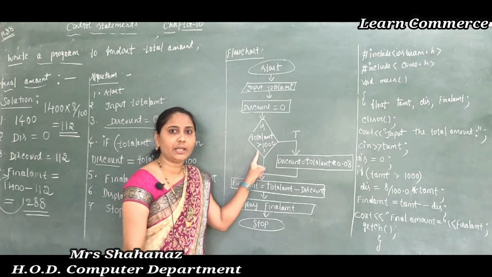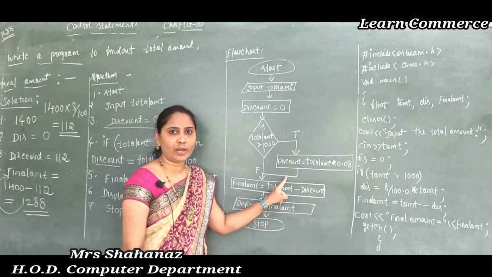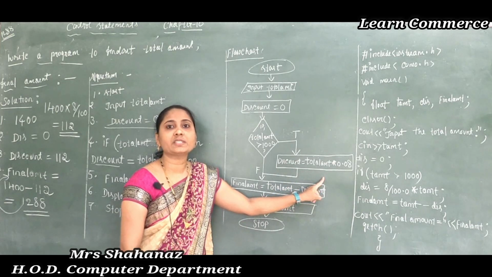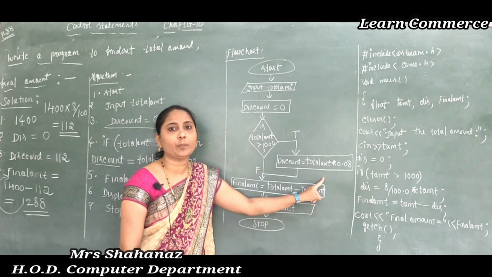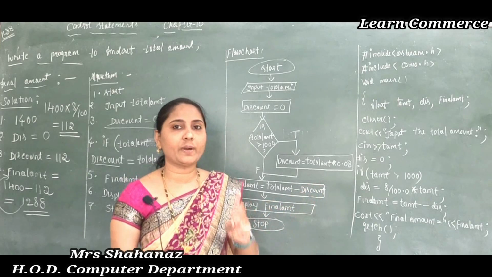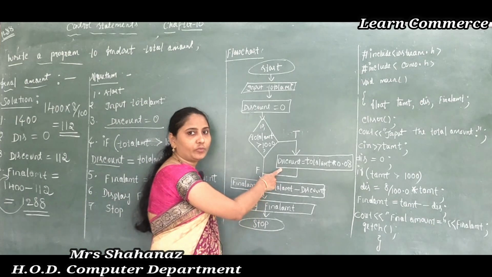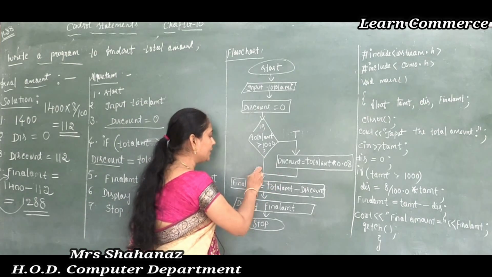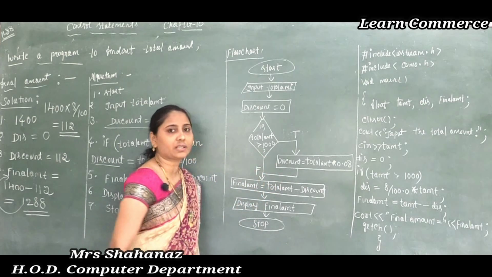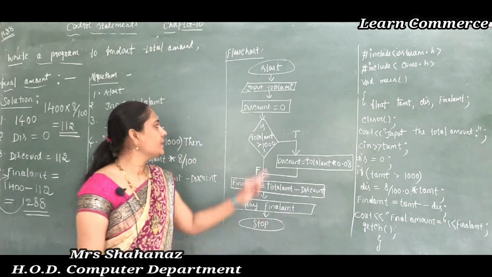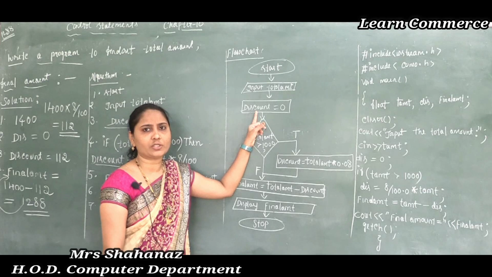If the condition is true, then discount value is equal to total amount into 0.08. That is 8 by 100. Clear this point? 8% discount is allowed. So that is the calculation of the discount. If the condition is false, when does the condition become false? That means total amount is less than 1000. Here discount value is equal to 0.